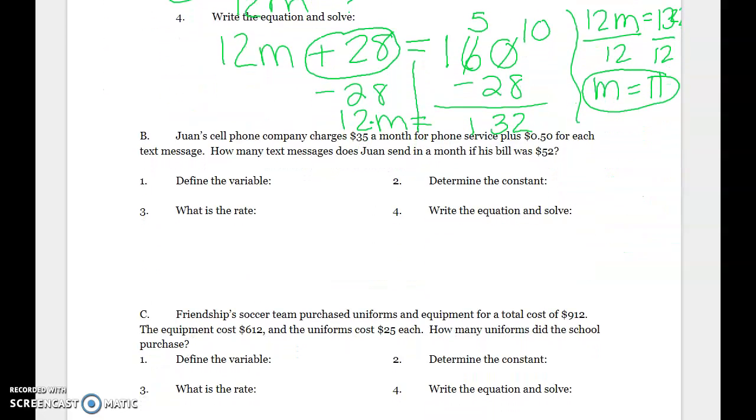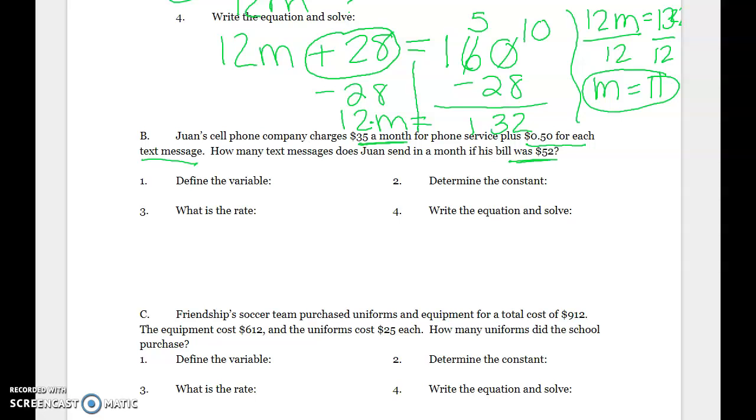So now if I look at B, it says Juan's cell phone company charges $35 a month. Well, when I'm reading the problem, what I like to do personally is I like to underline the important information. So I have 35 a month for phone service plus 50 cents for each text message. How many text messages does Juan send a month if his bill was $52?